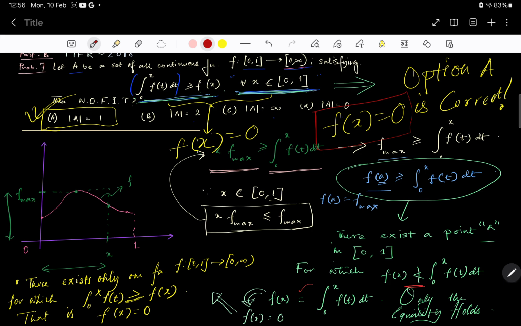And this is how the problem is solved. Very simple, very intuitive, and I hope everyone has enjoyed thinking about the problem.